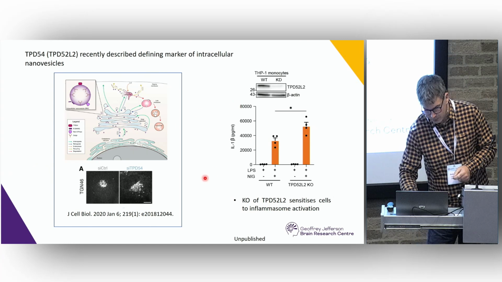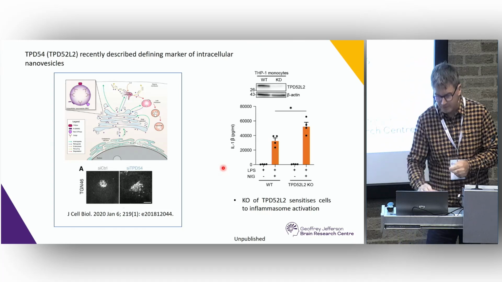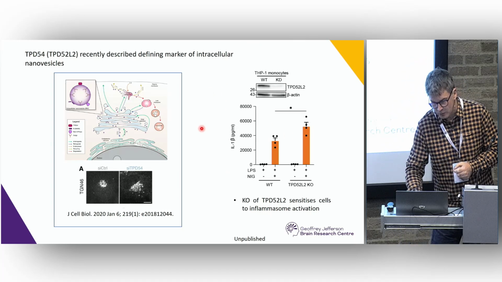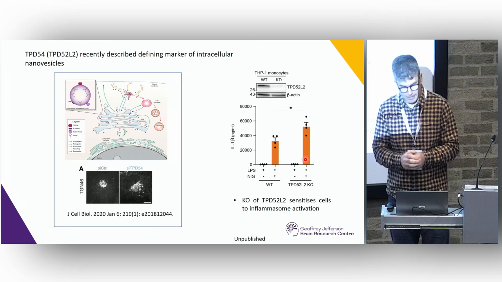So we've done this very recently. We used CRISPR to knock out TPD52L2 in THP1 monocytes, and we see an activated inflammasome response.